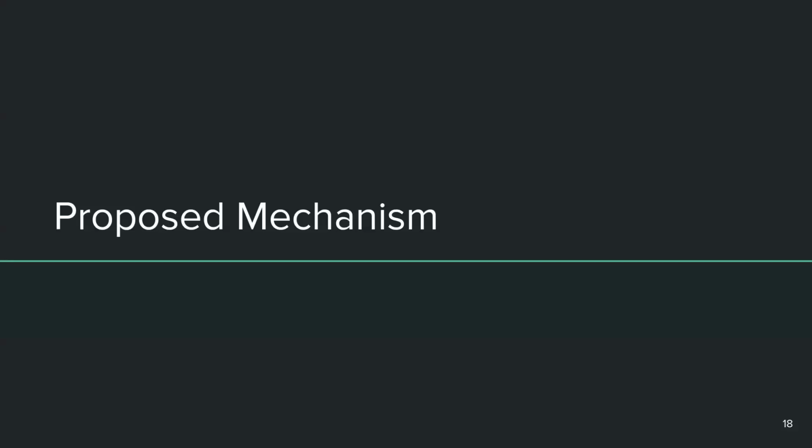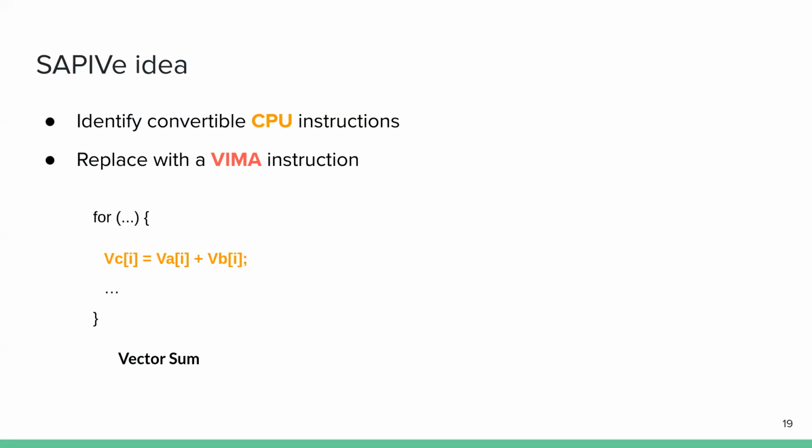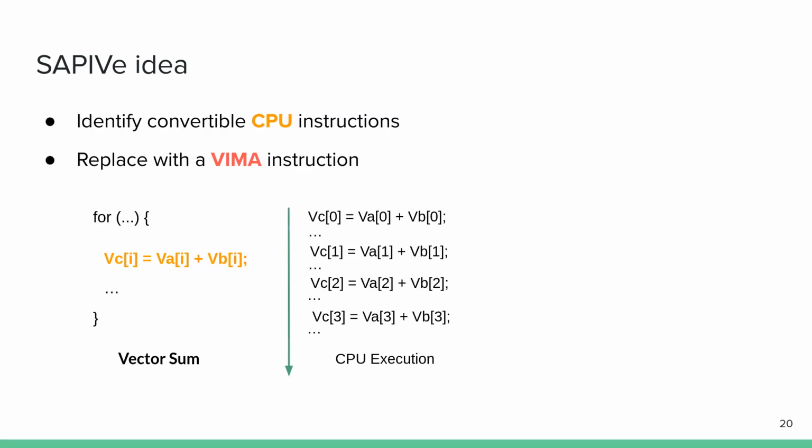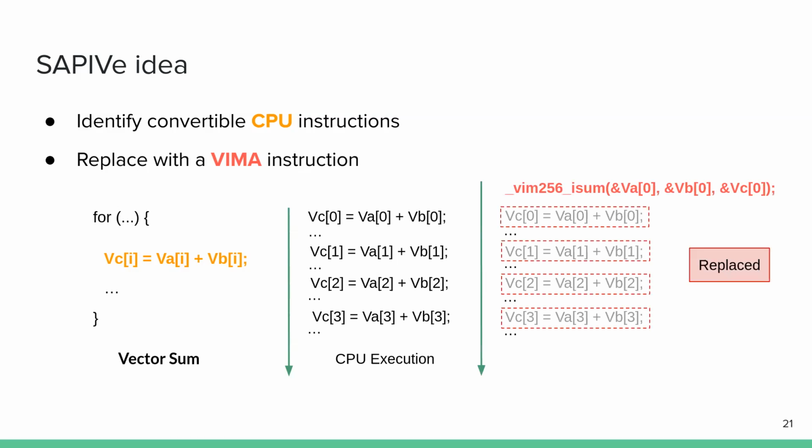So, our proposed mechanism. The idea behind Sapive is to identify convertible CPU instructions and replace them with a corresponding VIMA instruction. Here we have a vector sum algorithm. This is the algorithm execution inside the CPU. With Sapive, these instructions executed by the CPU would be replaced with a vector VIMA instruction.